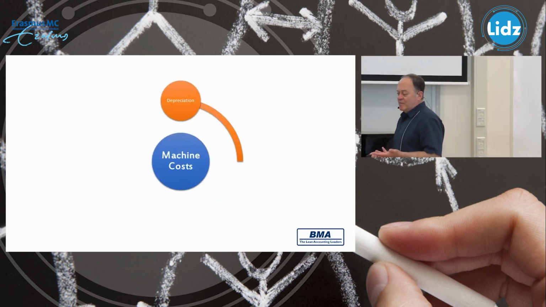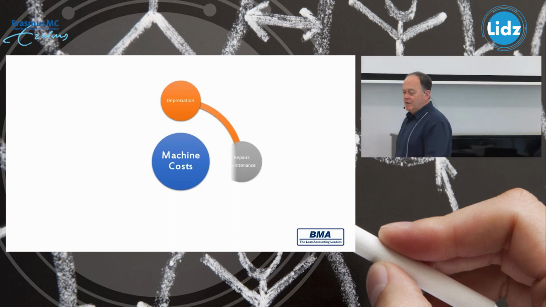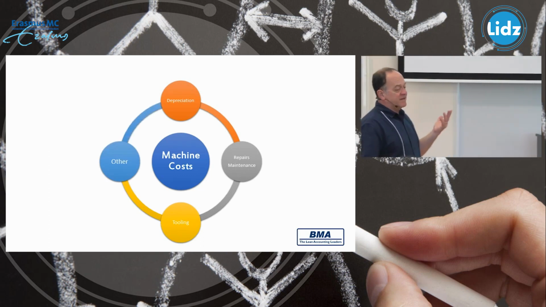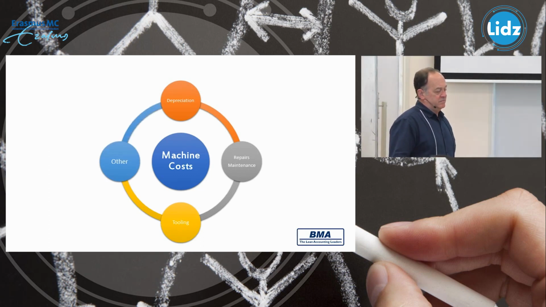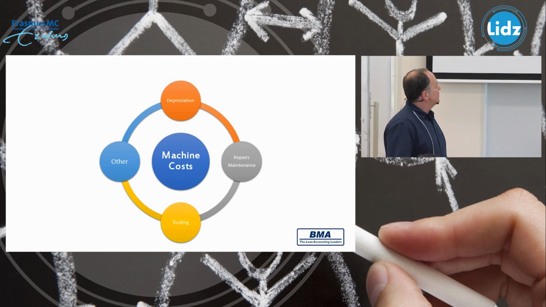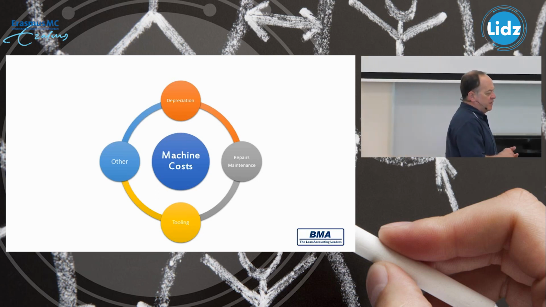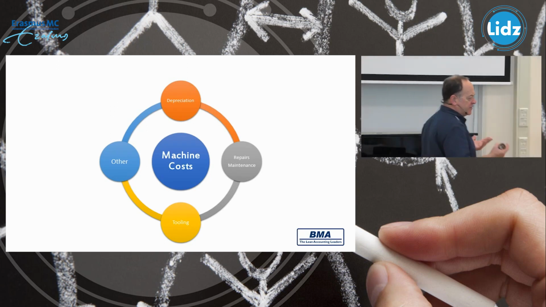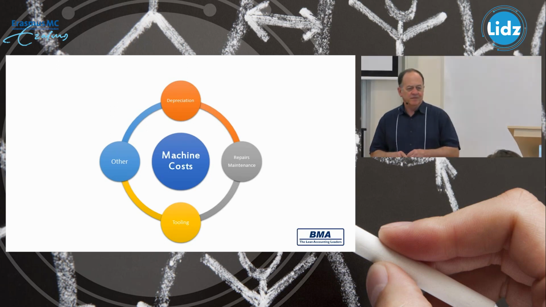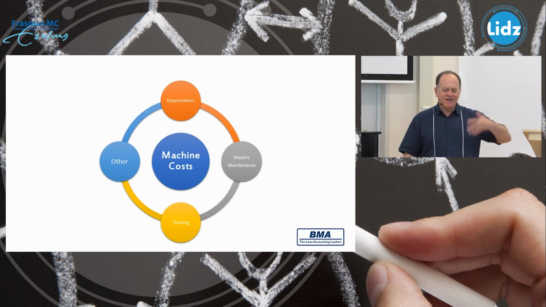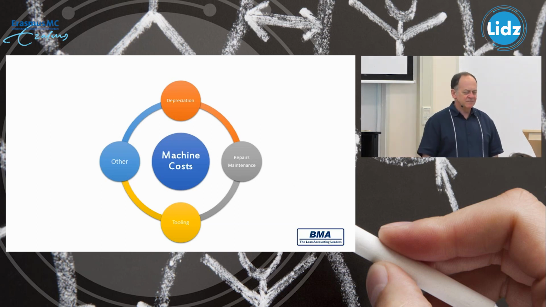So machine cost, how much is the depreciation? How much in terms of maintenance, repairs, tooling, and anything else? Those are your basic direct costs. If you get people, machines, and materials, you're going to probably account for about 90% of the direct costs of any value stream. So don't worry about the other 10%. You got the 90. The other 10% is not really going to move the needle any.